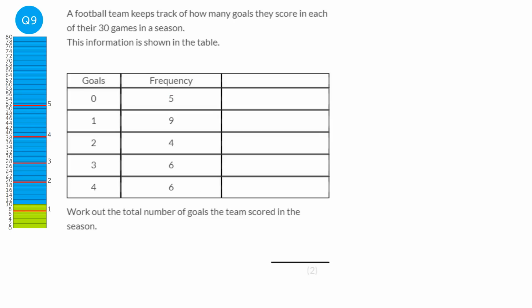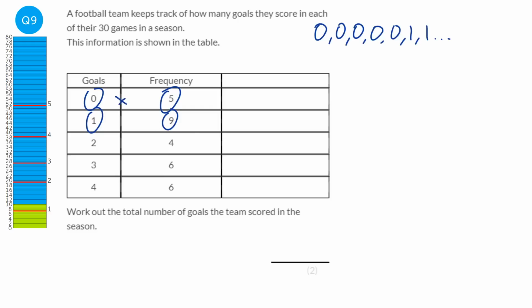If you imagine these numbers written out as a list, there would be 5 lots of zeros, so 1, 2, 3, 4, 5. There'd be 9 lots of 1, so 1, 1, etc., etc. Okay, so when we're looking to see the total number of goals scored in the season, we could write them out as a list and then add them up, but a quicker way of doing that is just multiplying the amount of goals by the frequency.